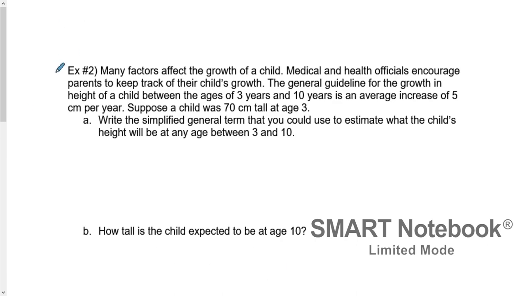So there are many factors that affect the growth of a child. Medical and health officials encourage parents to keep track of their child's growth. The general guideline for the growth and height of a child between the ages of 3 years and 10 years is an average increase of about 5 centimeters per year. Now, supposing a child was 70 centimeters tall at age 3, we're going to write this simplified general term that we could use to estimate what the child's height would be at any age between 3 and 10. So in other words, we're using the general term formula.